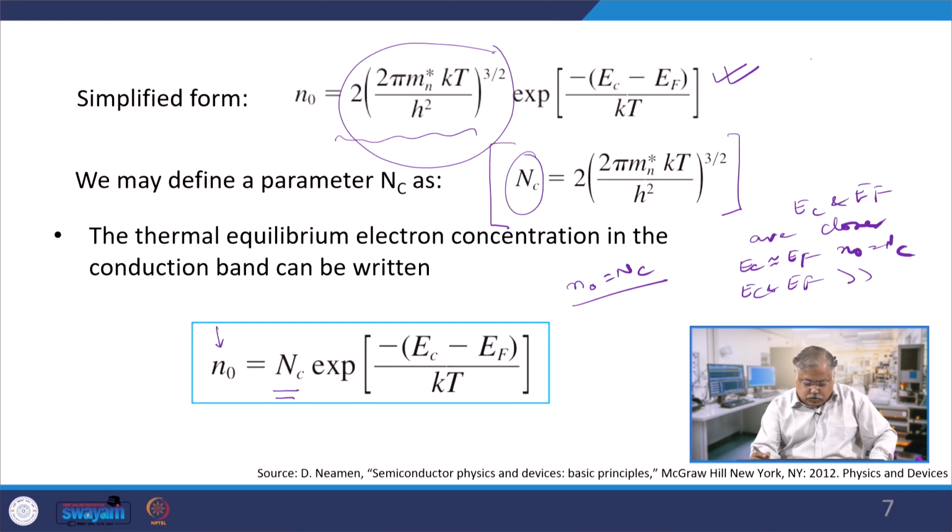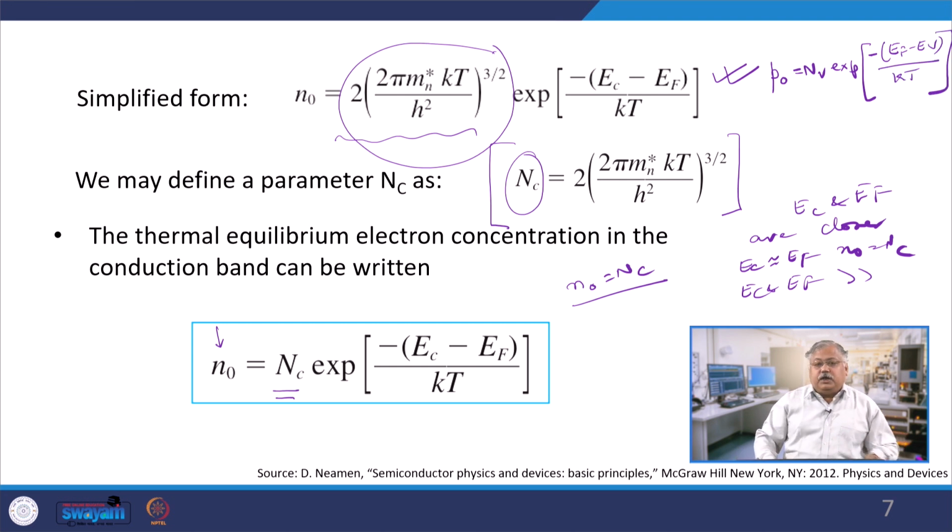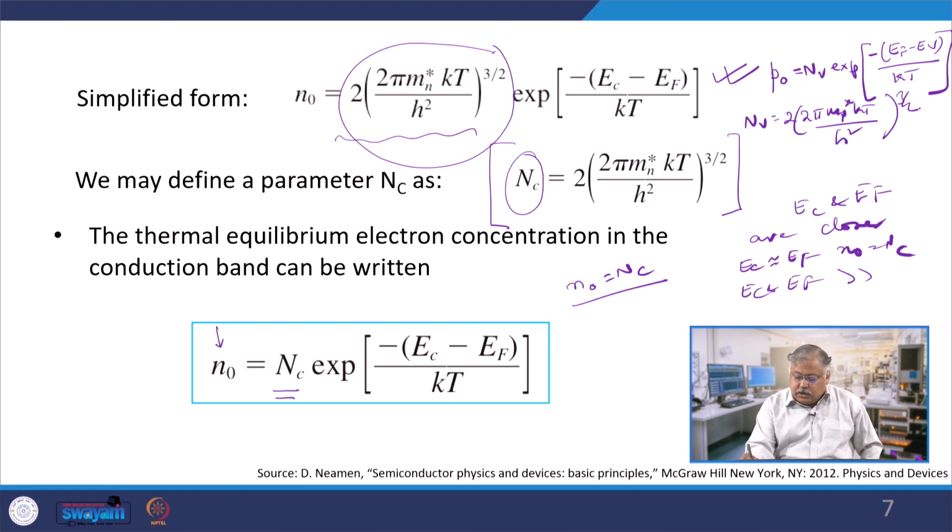We can write for holes also. In this case, P0 is given as NV times exponential, which is just symmetrical with respect to each other, minus (EF minus EV) divided by KT. All the explanation which holds for electrons will hold for holes also, right, where NV will be given as 2 into (2 pi MP star KT by h square) to the power 3 by 2, correct. So this is the overall understanding which we have for NC and NV.